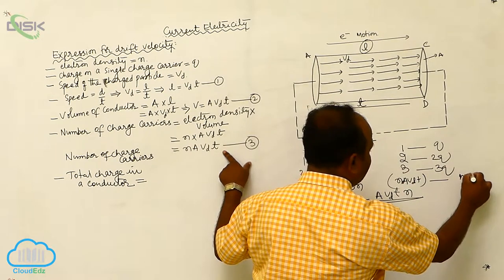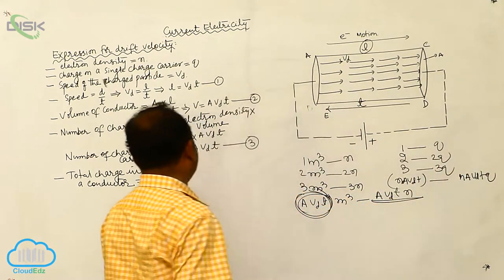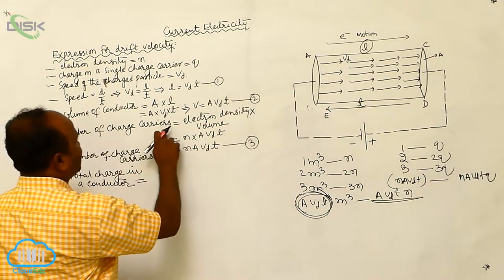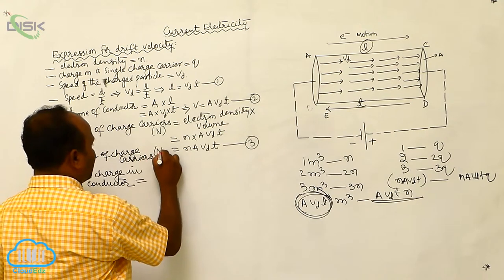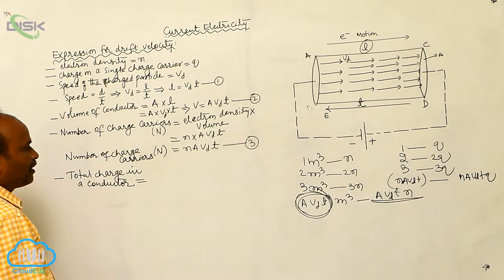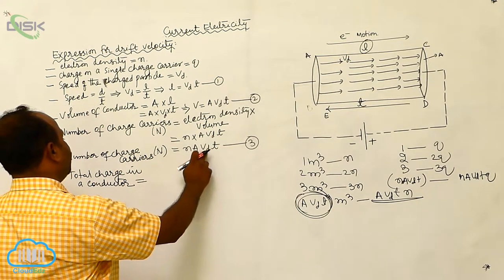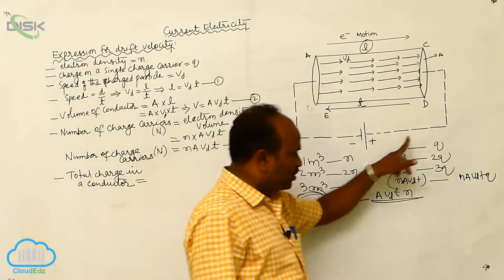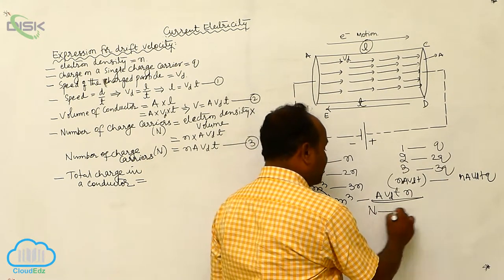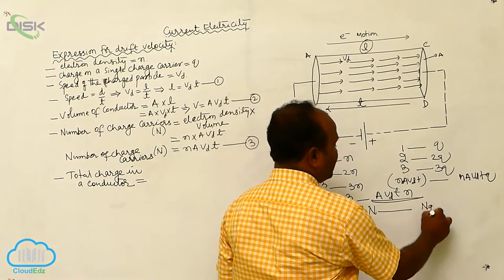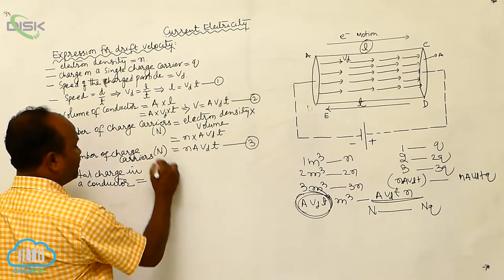N A Vd T is the number of charges, that is multiplied by Q. Otherwise, the number of charge carriers is represented by capital N. What is the expression for N? N = A Vd T. For one charge Q, for two charges 2Q, for three charges 3Q, for N charges, what is the total charge? NQ. Therefore, the total charge in a conductor is equal to N into Q.